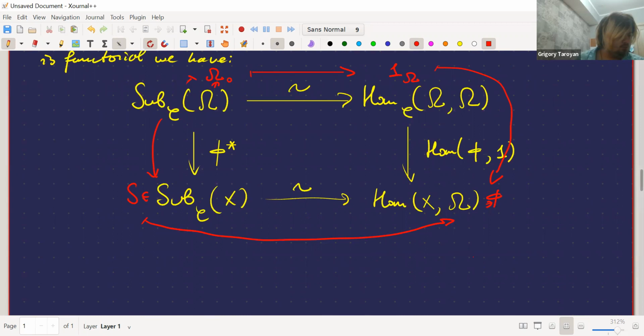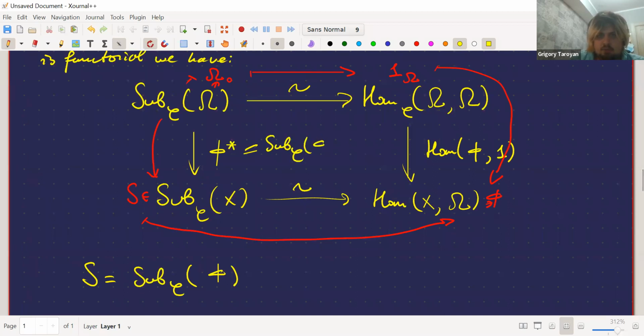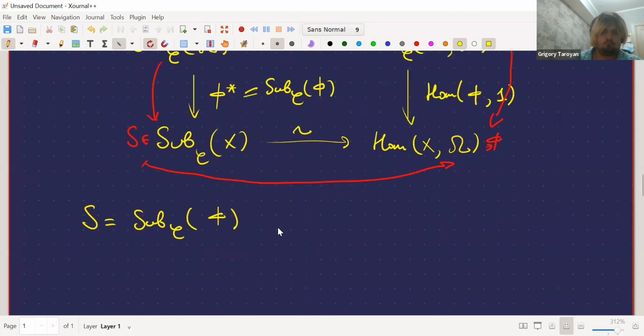And so what we actually have from this diagram is that S is equal to the functor of subobjects applied to phi. So this is another notation for just the functor of subobjects applied to phi. This notation is justified because subobjects applied to phi is precisely the pullback of a subobject along a certain morphism. And so S is obtained from omega 0 by pulling back along phi, or by applying this morphism.